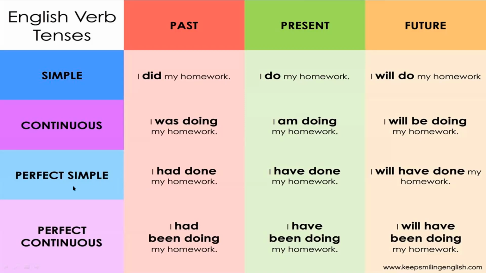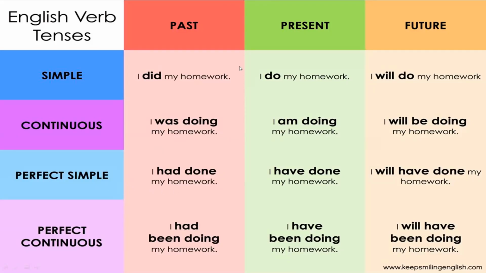The third one, perfect simple in the past. As you remember, perfect equals verb to have plus V3. And because we are talking about a past tense, we have to put verb to have in the past form. That's why we wrote had. I had done my homework. I, this is the subject, had the past form of verb to have, and done V3 of do. My homework, this is the object.